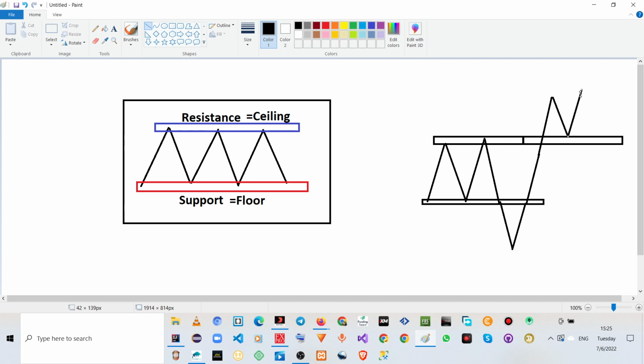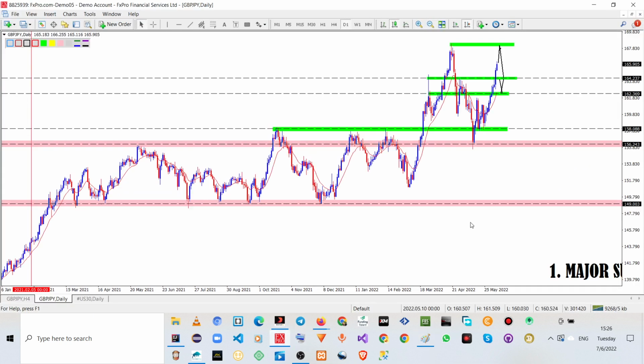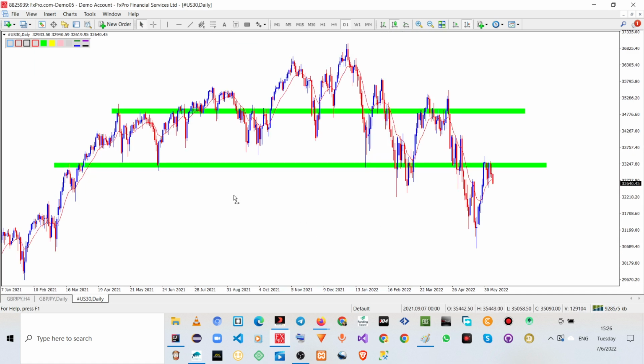So now this whole area has just made this resistance become support. So this will be a resistance become support. So as you can see right there, that's just basically support become resistance and resistance become support. So back onto the charts, this time I'm going to be using the US30.